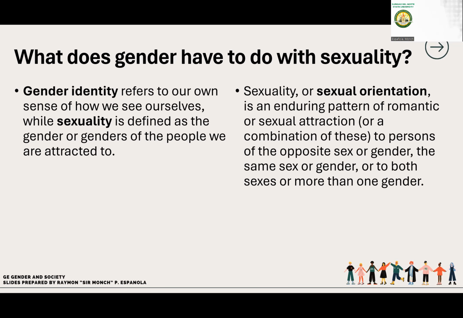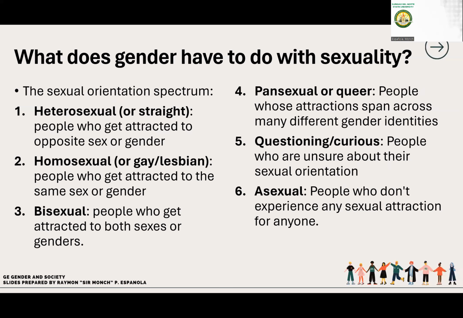Sexual orientation is an enduring pattern of romantic or sexual attraction to persons of the opposite sex or gender, same sex or gender, or to both sexes or more than one gender. So you see, sexuality is very complicated. It's a complex subject matter. Sometimes you don't understand people, the way they form attractions or form relationships with others. The sexual orientation spectrum is broad.